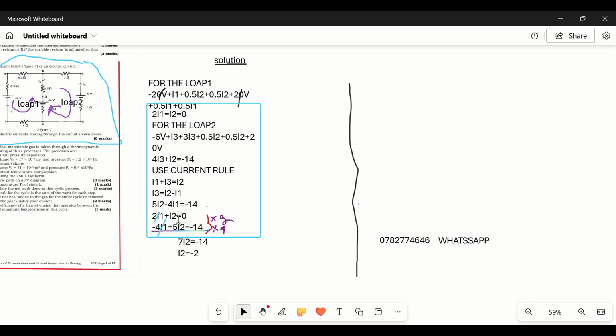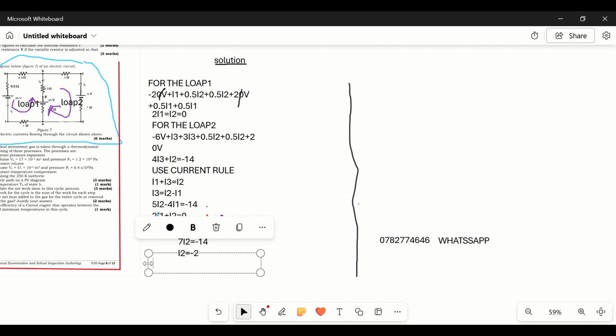So after getting this negative 2, from the equation 2I1 plus I2 equals 0, we can replace the value of I2, which will give us 2I1 plus, it's minus, because I2 was negative 2, so we have negative 2, which equals 0. So simply I1 will be equal to 1 ampere.